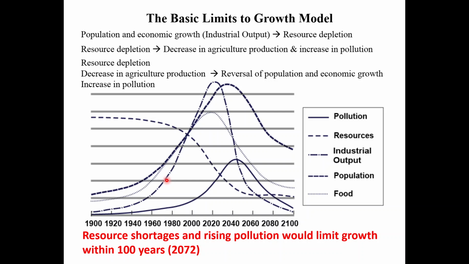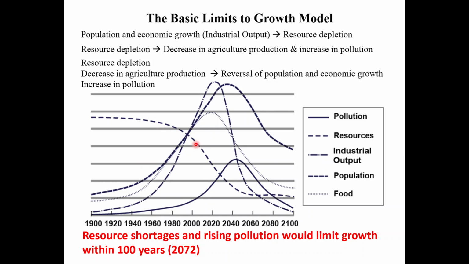First let's look at population. Population is going to continue to increase, and industrial output also continues to increase. So things are looking good, and this is kind of what we see here. But at the same time, resources are being depleted. Resources are on a downward trend because we have a fixed amount of resource.